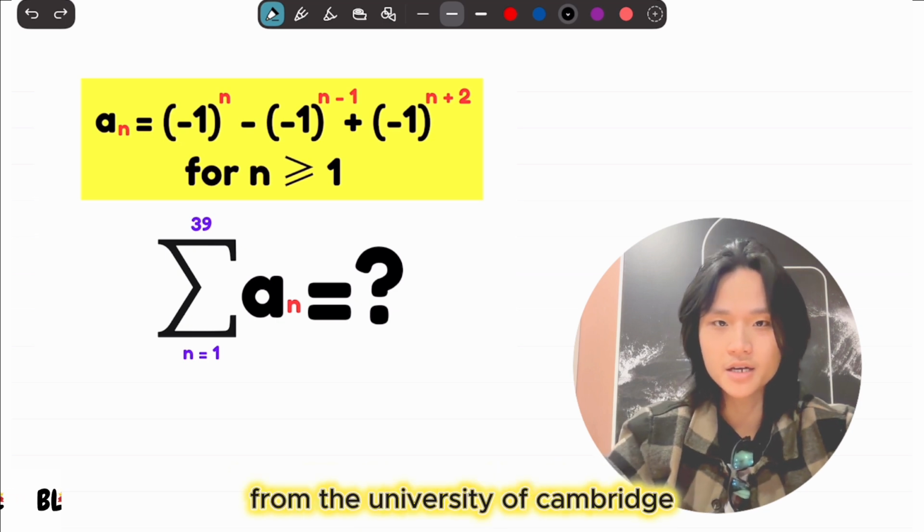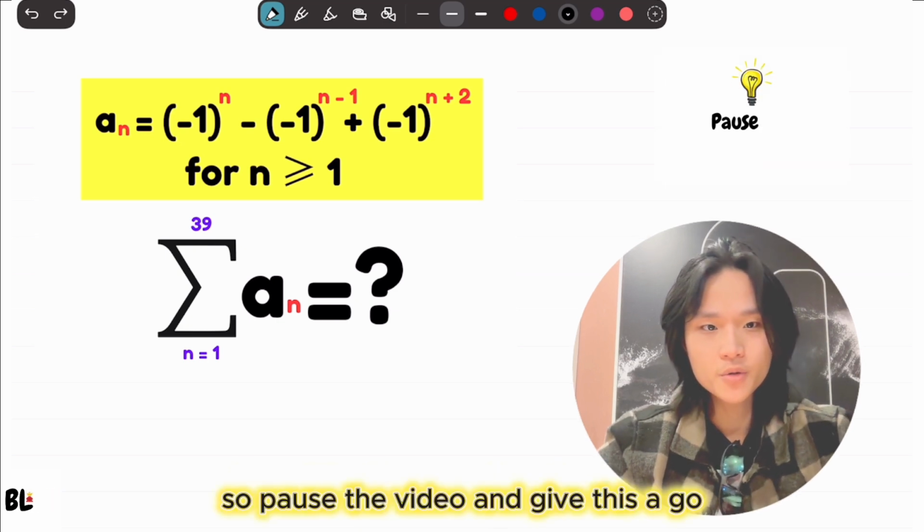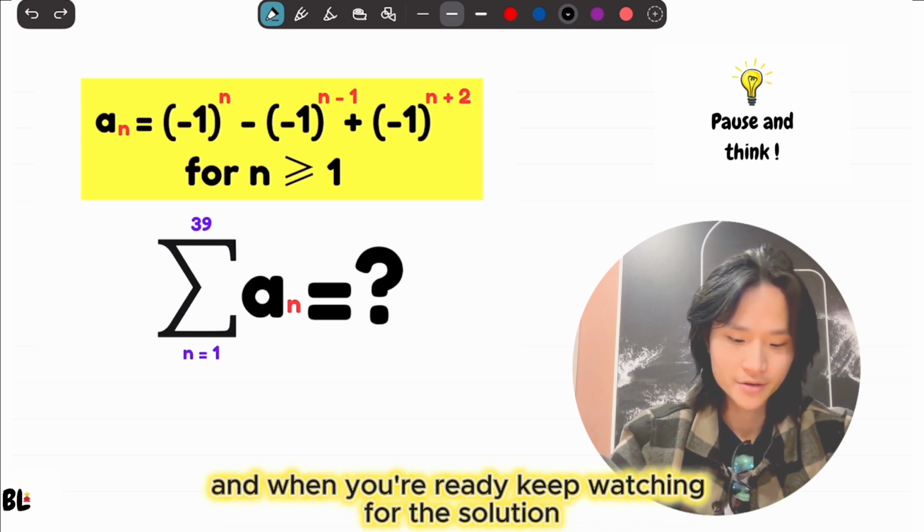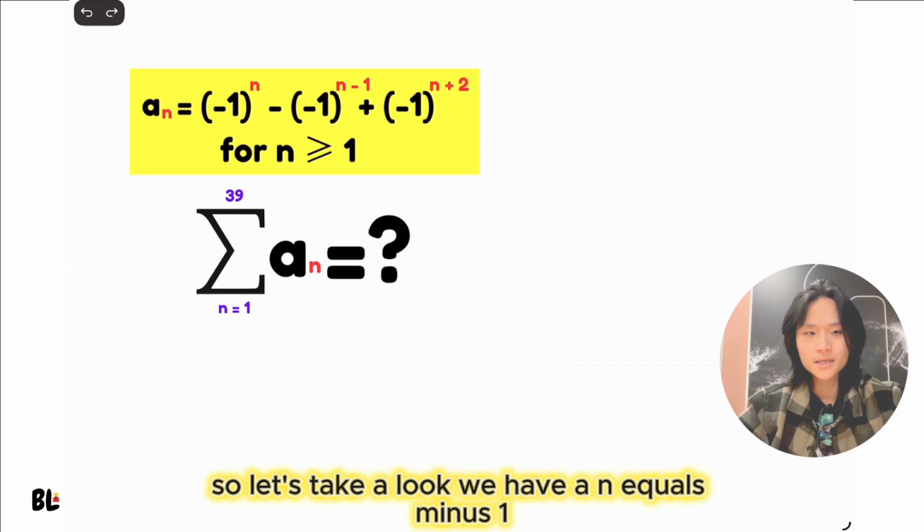from the University of Cambridge. So pause the video and give this a go, and when you're ready, keep watching for the solution. So let's take a look.